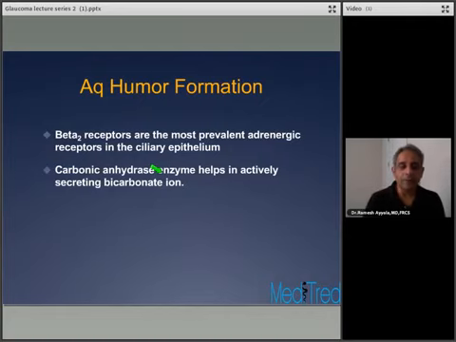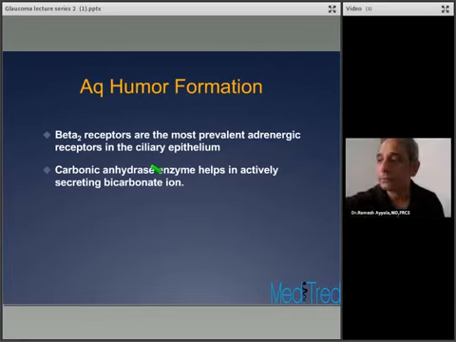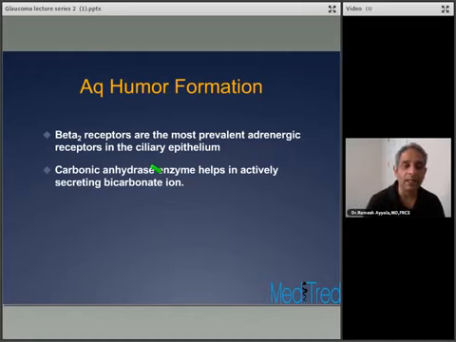So there are a couple of enzyme systems that help us in active secretion of aqueous. The beta-2 receptors are the most prevalent adrenergic receptors in the ciliary epithelium, and they're supposed to help us in the sodium-potassium ATPase pump system mechanism. And this is important because we block the beta receptors by using beta blockers such as timolol. There is a 30–40% reduction of the aqueous. And then you have the carbonic anhydrase enzyme system that helps in actively secreting bicarbonate ion. And as you know, the carbonic anhydrase inhibitors will also decrease aqueous production.